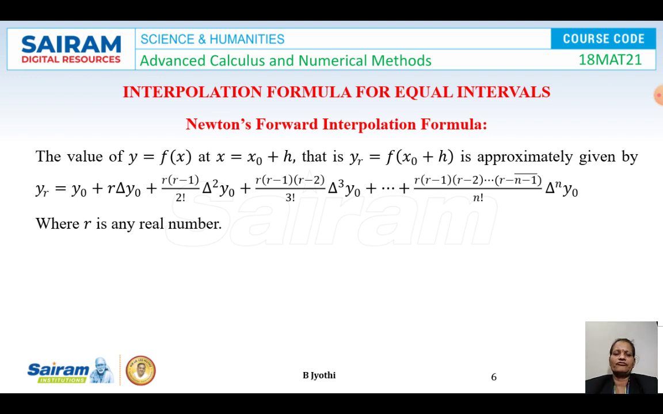Interpolation formulae for equal intervals. We have two types of interpolation formula. One is Newton's forward interpolation formula and the other one is Newton's backward interpolation formula.